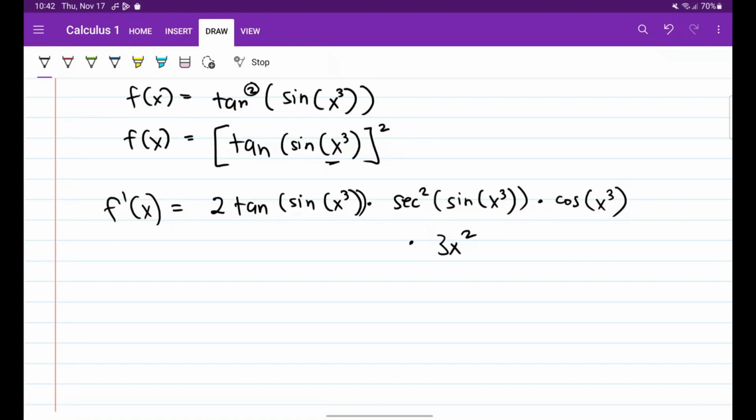So, makikita natin na outermost is yung x squared, susunod yung tangent, susunod yung sine, then susunod yung x cubed. So, inisa-isa natin na kinuha yung derivative nila sa bawat term.